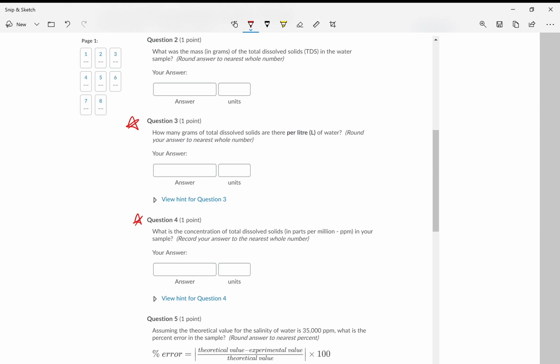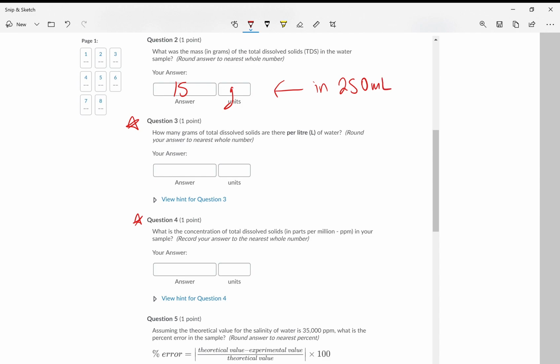So let's go. Question number 2, I'm going to make up an answer here. This is not the answer, but say I did this and I got 15 grams. Okay, so say that was my answer for question 2. Question 3 says, how many grams of total dissolved solids are there per liter of water? Well, the first thing to note is that in question 2, this 15 grams was in 250 milliliters of water.